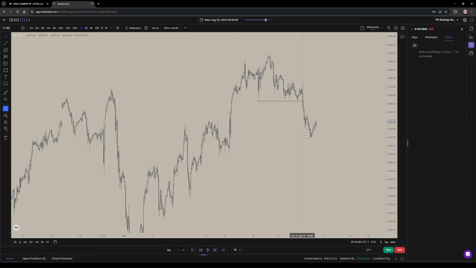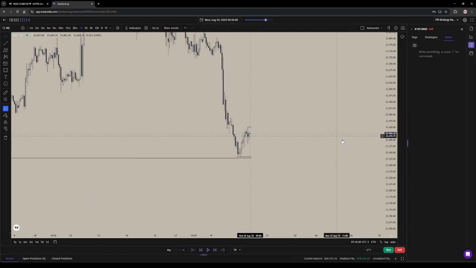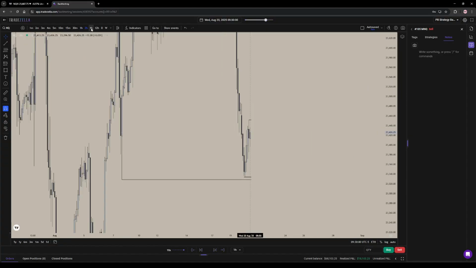But we're going to presume longs right now. We're delivering from a sell side liquidity sweep. We just have to be mindful of our DOL and where price wants to go for the day.